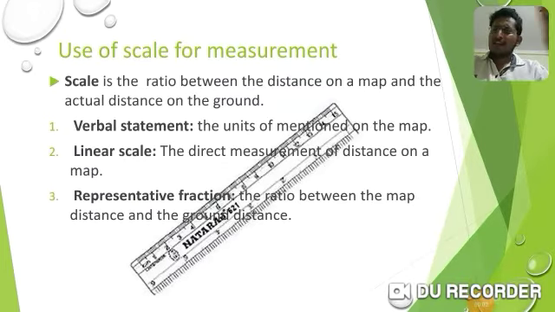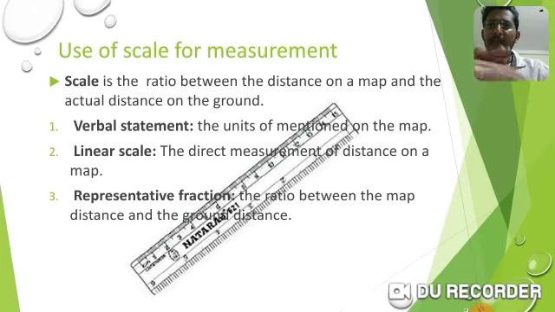Scale. A scale is a must for map, any map for that matter. So what do you mean by scale? Scale is the ratio between the distance on a map and the actual distance on the ground. There are three ways in which we can represent or denote the scale into map. First one is verbal statement. This is the direct method of writing or mentioning scale into the map. That is the units of distance mentioned on the map directly.